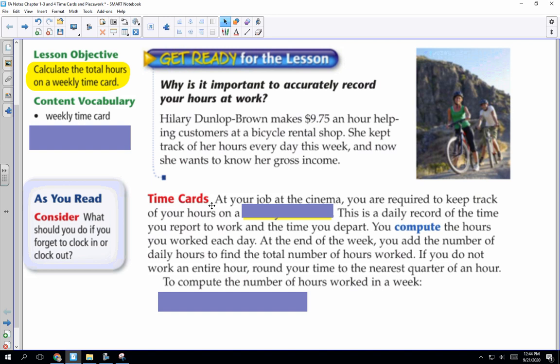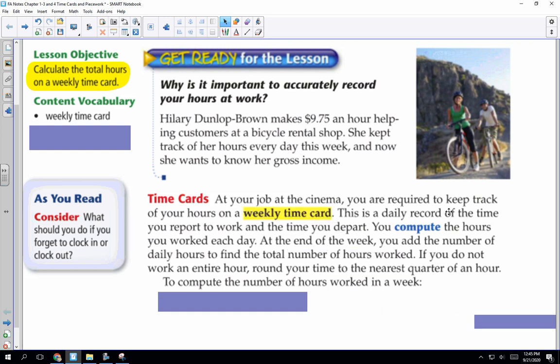So we're going to take a look at time cards. For Hillary, she works at the cinema. No, she works at the background shop. We're going to get a job at the movies because the movies just opened back up. We have to keep track of our hours on a weekly time card.